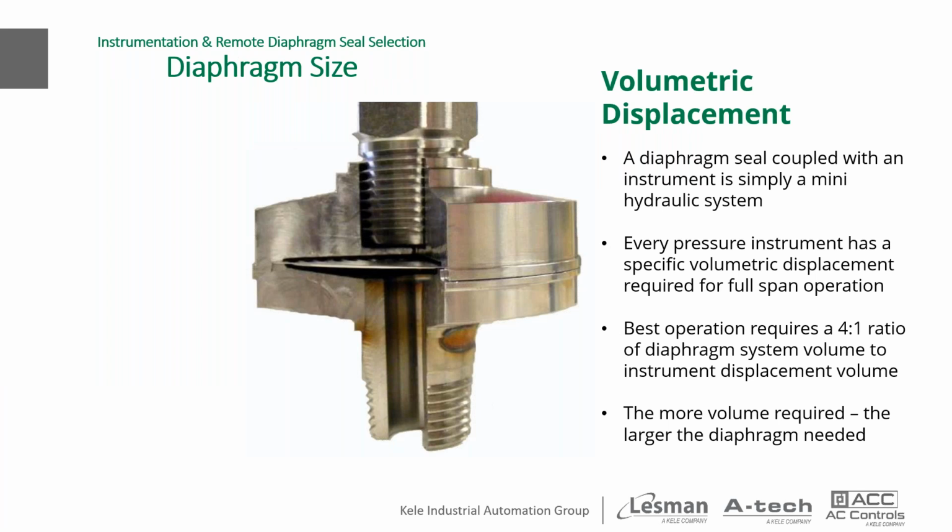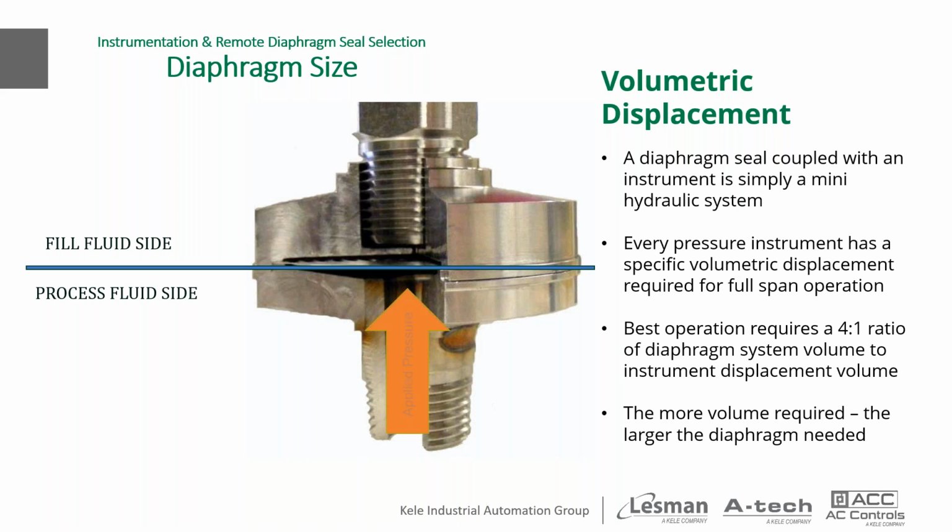So let's talk now about another crucial element of good seal design when looking at diaphragm size: volumetric displacement. A diaphragm acts really as a barrier between the applied pressure from the process fluid side to act on the fill fluid side, and then ultimately to the instrument. A diaphragm seal coupled with an instrument really is simply a mini hydraulic system.